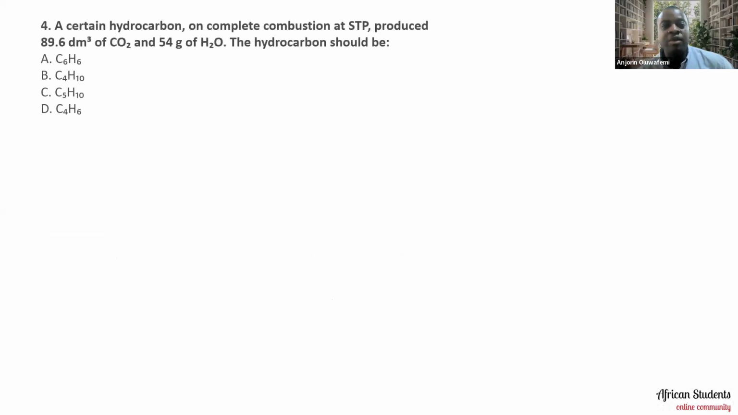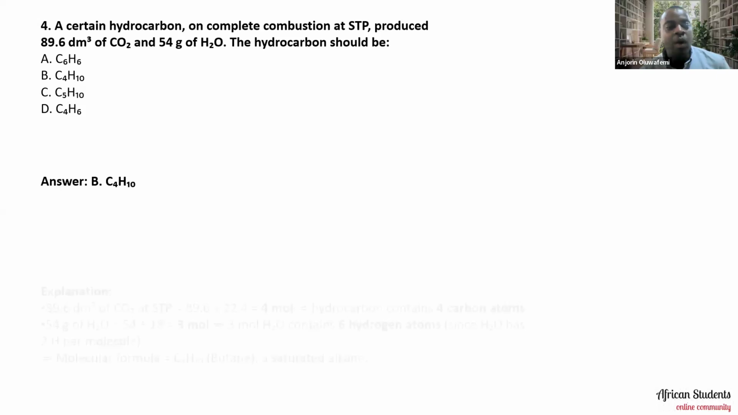A certain hydrocarbon on complete combustion at STP produces 89.6 dm cube of CO2 and 54 grams of H2O. The hydrocarbon should be, is it benzene C6H6? Is it butane C4H10? Is it pentane C5H10? Or butene C4H8? So let's look at it. The answer is C4H10, which is butane.